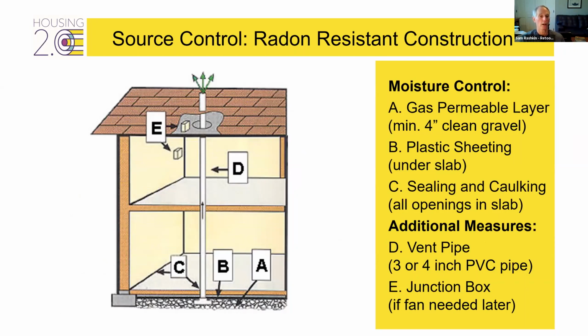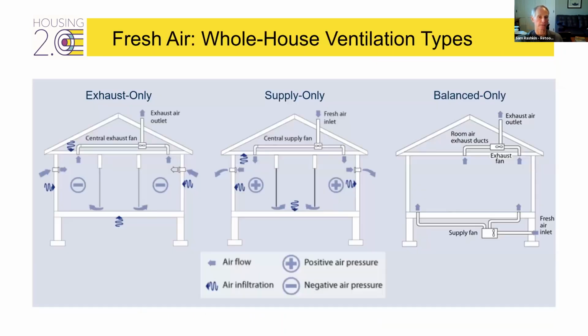outdoors, and put a junction box in a location where a fan can be added later if the passive ventilation is found not to be adequate to get to the 4 picocurie threshold currently set by EPA for radon. So these are real easy and basic ways to address radon.